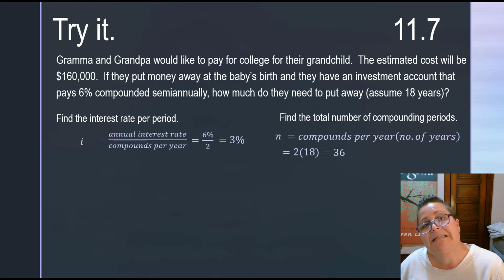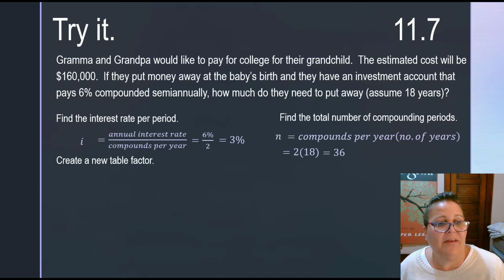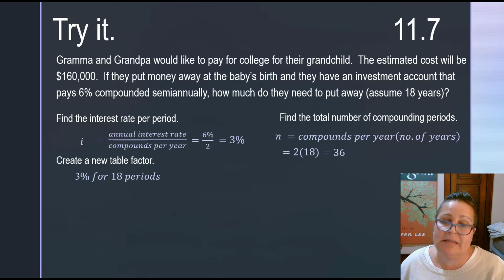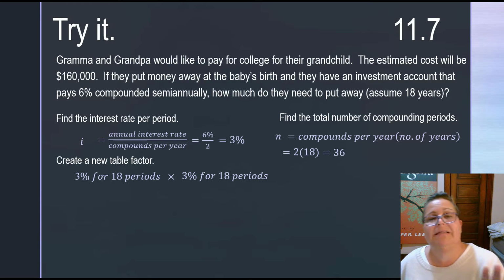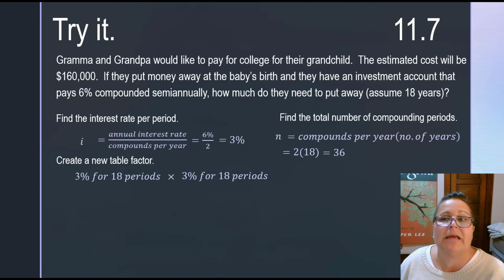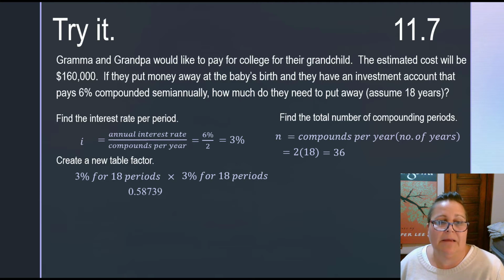Now, 36 is not on your 11-2 table, the present value table. It only goes up to 25. So we need to figure out a new table factor here. Since this is 36 and it's even, we're going to cut that in half and do 18 and 18. So we're going to look up 3%, same percent, for 18 periods. And then we're going to do 3% at the remaining 18 periods. So when I look that up on the table, I get 0.058739.